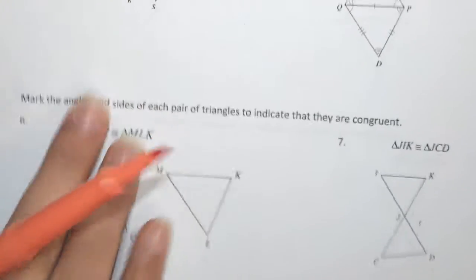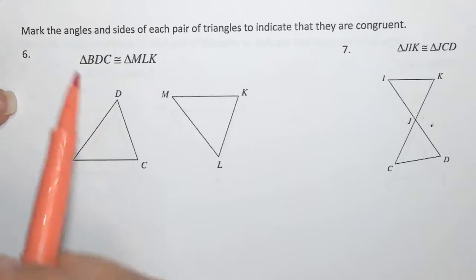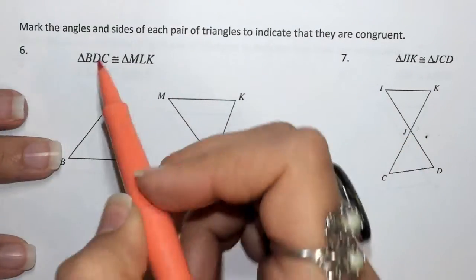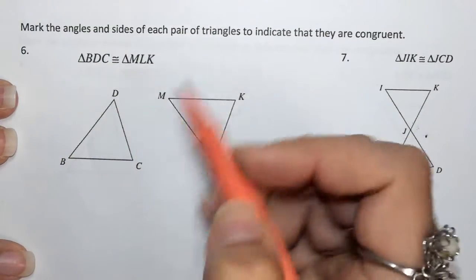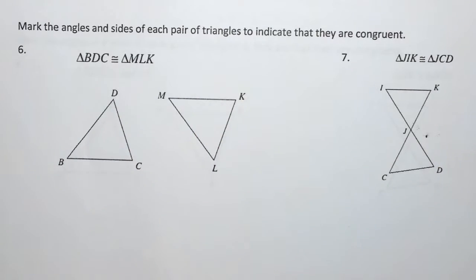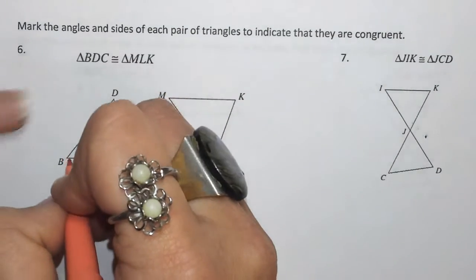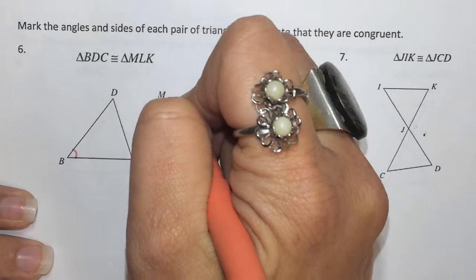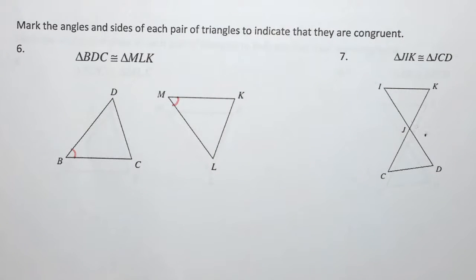Number 4 you can do without me, but let's look at number 6. It says mark the angles and sides of each pair of triangles to indicate that they are congruent. So it says that triangle BDC is congruent to MLK. So we're going to use rainbows, and we're going to put one rainbow on angle B. What matches up with angle B? Angle M. So we're going to put one rainbow on M. Why?